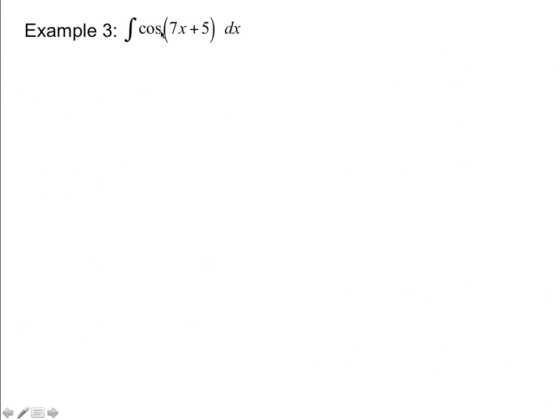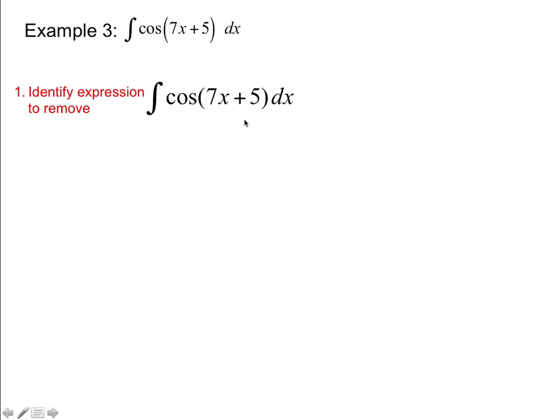Okay, looking at the next example, we have cosine of 7x plus 5. Finding the antiderivative of that. We're going to go through the same 8 steps. Identify the expression to remove. So again, we're looking at our integrand. That's this information here between the integral symbol and the dx.